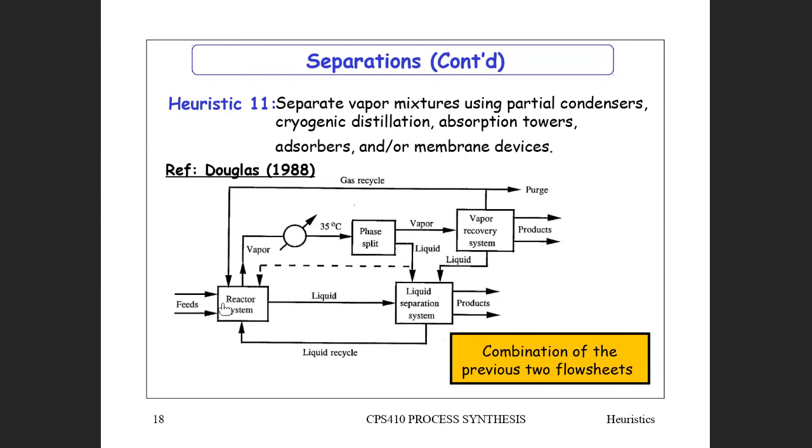So here we've got a reactor system. If there's liquid coming out of the reactor system, that can go straight to the liquid separation system. If there's vapor, we cool it down to 40 degrees, take off the liquid, and that goes to the liquid separation system, heuristic 9, and we can make our products. But the vapor, we can have a vapor recovery system.